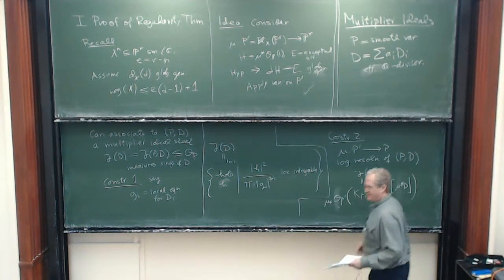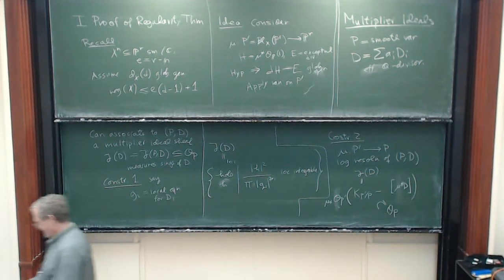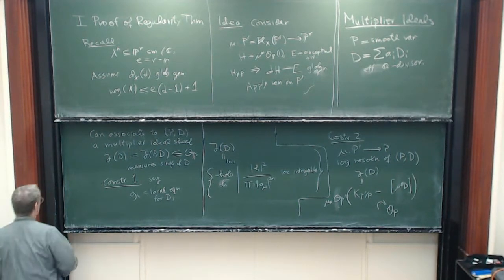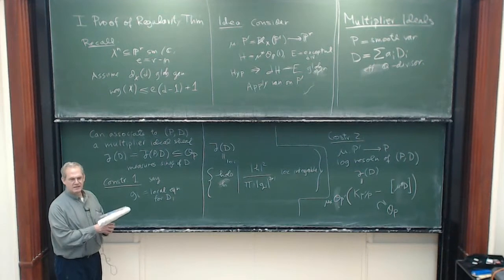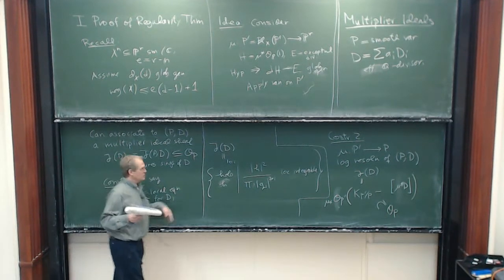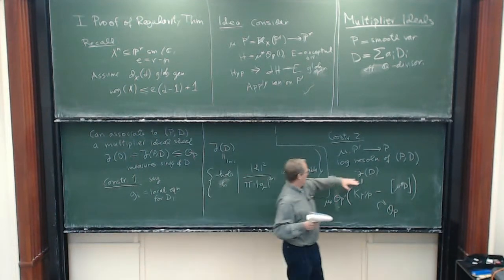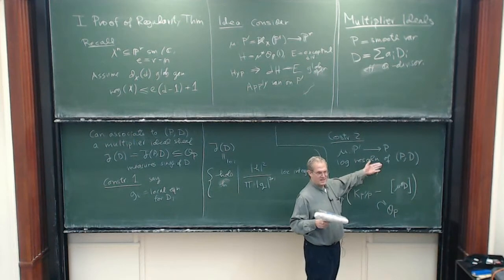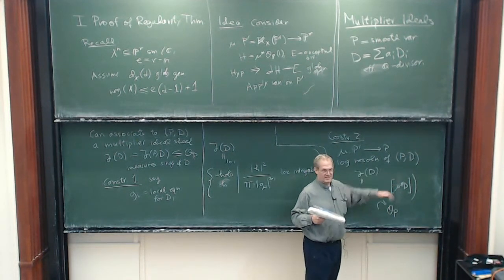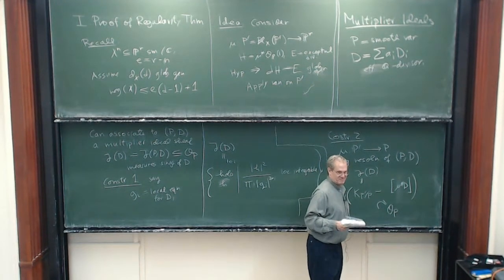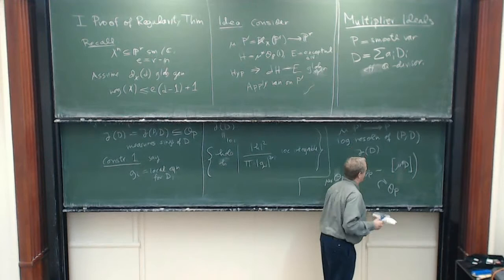Okay, so let's see if I remember how this process works. If the D_i are already normal crossing, then this is independent of the resolution. So then I can take P prime equals P, and then I'm just taking the integer part of D. So it's O of minus the integer part of D. Yeah, so I'll do some examples in a sec.